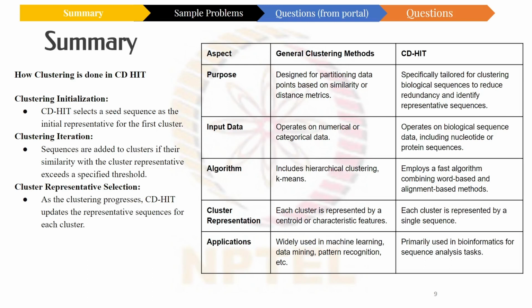So when we go for general clustering methods, they use a variety of algorithms like hierarchical clustering, k-means clustering, etc., which often rely on distance metrics. When we come to CD-HIT, it employs a fast and memory-efficient algorithm, combining the word-based and alignment-based method tailored for sequence analysis.